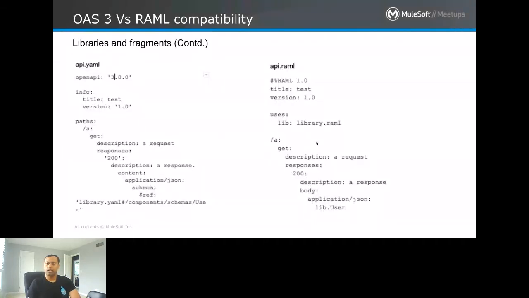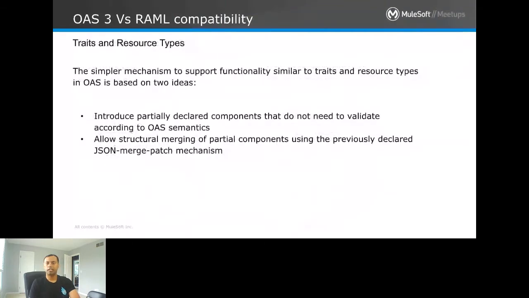Again, this is kind of the same thing, the libraries and fragments. The way we have fragments in RAML, we have a similar concept of a library in OAS 3, and we can point to that as a reference in OAS 3, the way we are building it out. So they are again similar in nature, but not exactly the same. The other thing that I would want to mention here is that resource types and traits are something which is inherently RAML specific, and you don't have a similar thing in OAS 3.